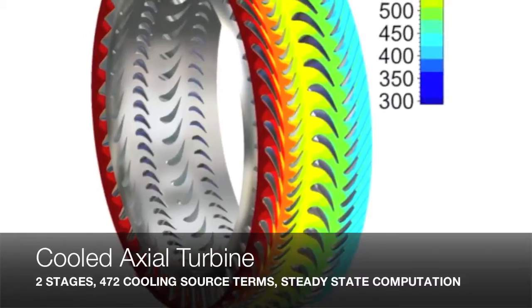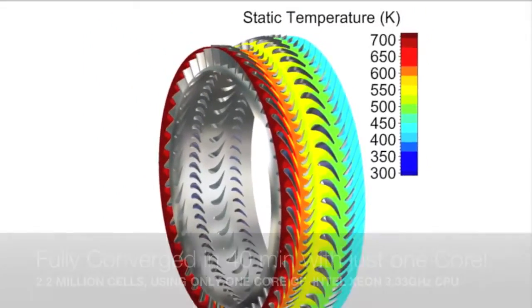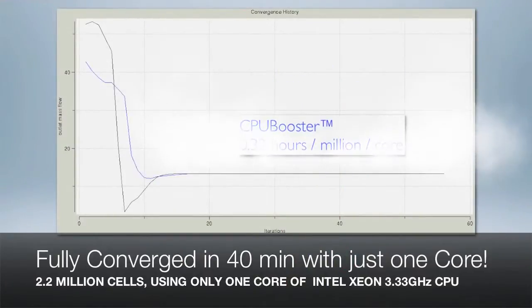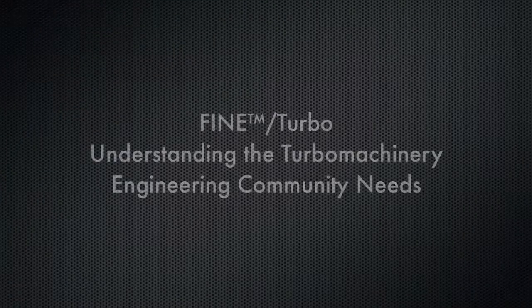An additional interesting example is a cooled 2-stage axial turbine. With a grid size of 2.2 million cells, this model may be solved in only 40 minutes in serial mode with CPU booster.